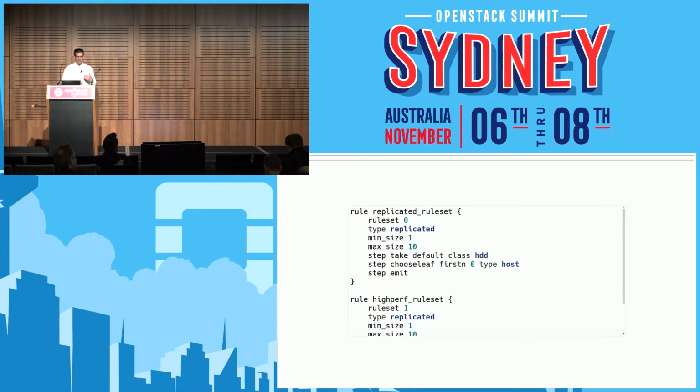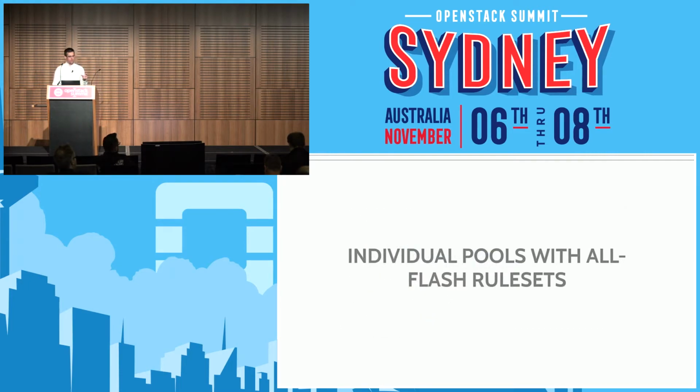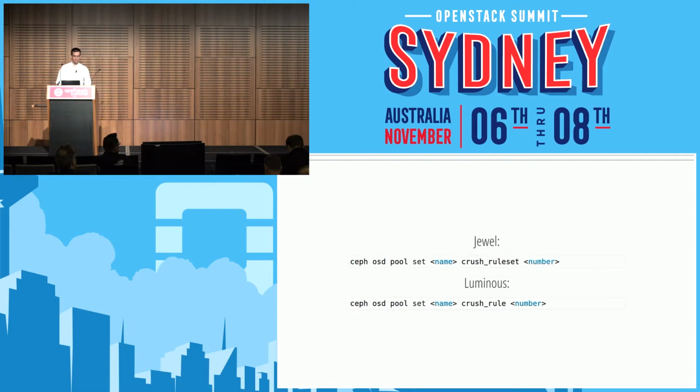Now you've got these rule sets, and you've got your individual pools for individual OpenStack services. How do you associate those with one another? So how do you actually link up those individual pools to rule sets that link to specific hardware? Again, this is slightly different between Jewel and Luminous. In Jewel, you would use ceph osd pool set followed by the pool name, and then crush_ruleset and a number, and in Luminous that has changed to crush_rule.